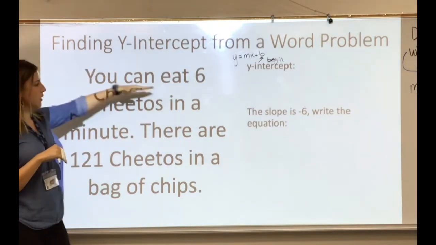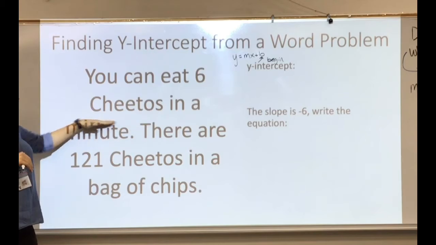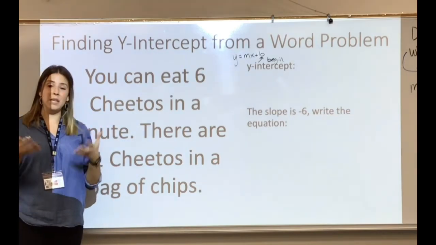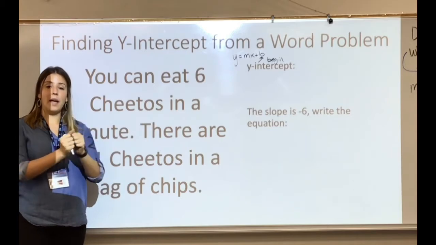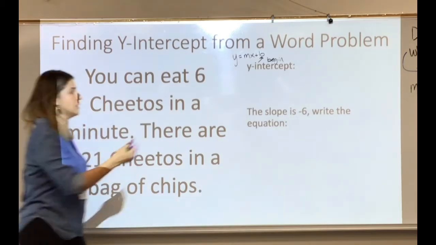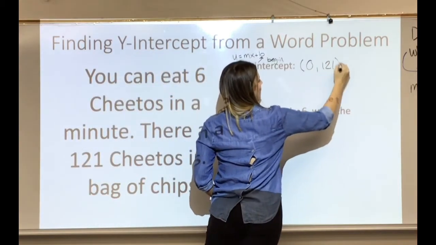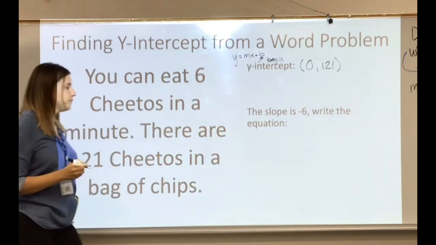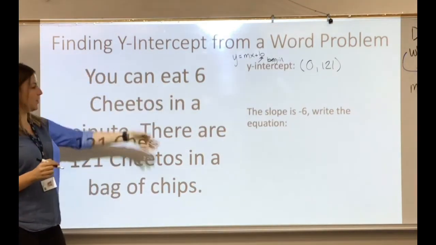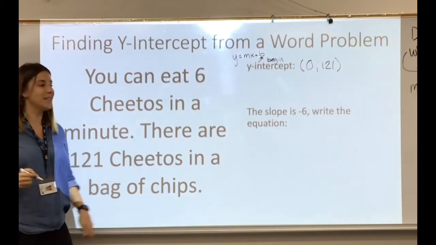Does this problem start with you eating 6 Cheetos? Or does the problem or scenario start with there are 121 Cheetos in the bag? How does everything begin? So if you have the bag and you open it, you're going to begin with 121 Cheetos. So the y-intercept is (0, 121). The slope is -6. It's negative because you're eating Cheetos out of the bag. So the bag is having less and less Cheetos in it.